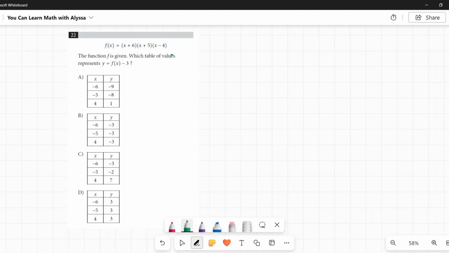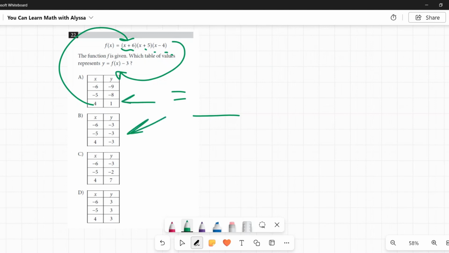You would pick that number, so either -5 or 4, whichever one you prefer, doesn't matter. You would plug it in up here, do this math, then whatever you get, you plug in there, which just means take that number and subtract 3. And then for your final solution, you would see which of the tables has that solution. That's the method.